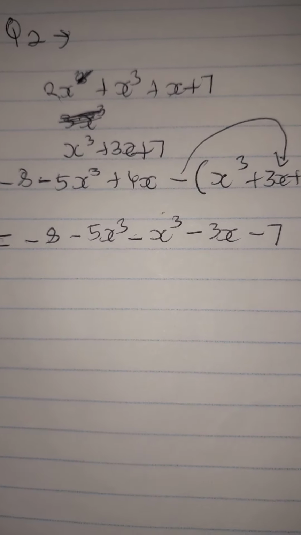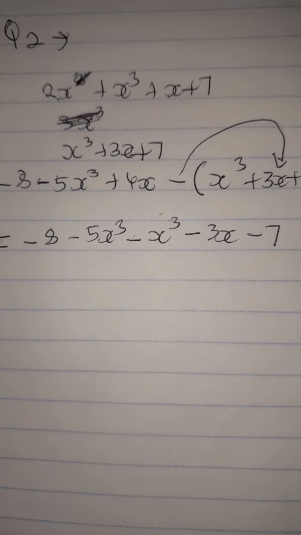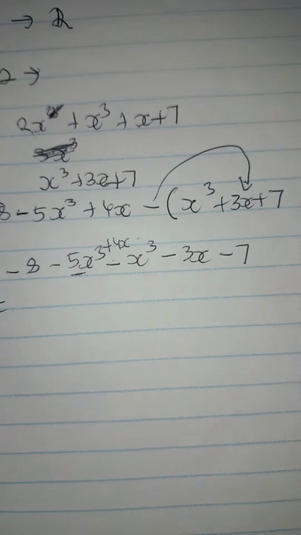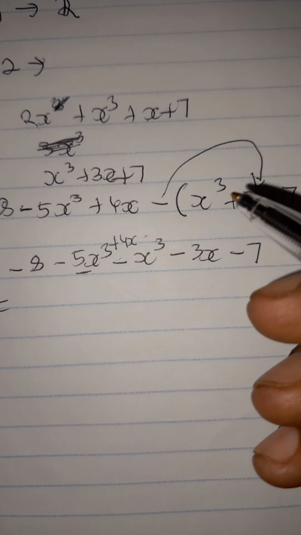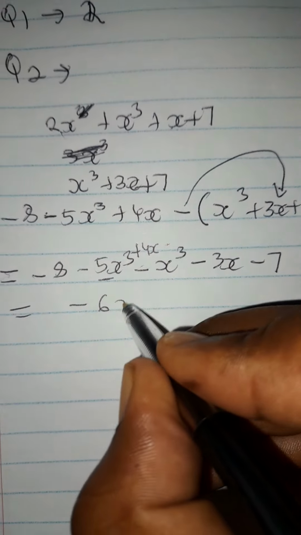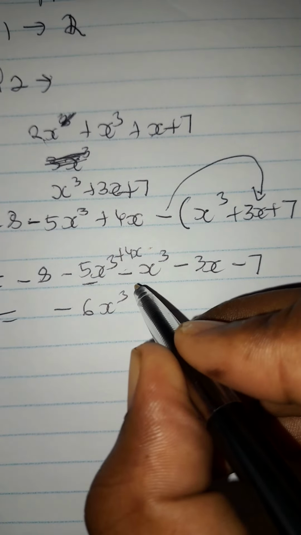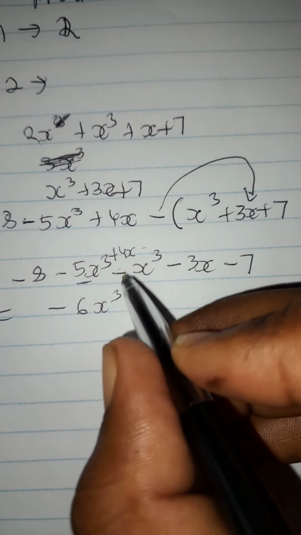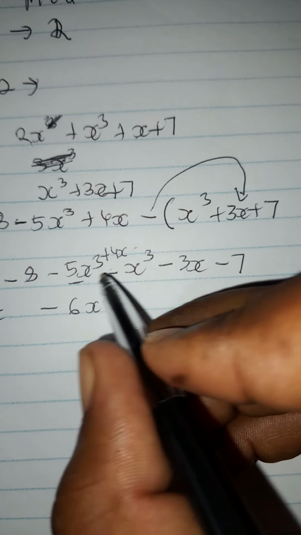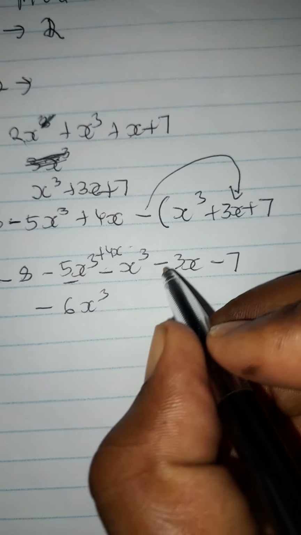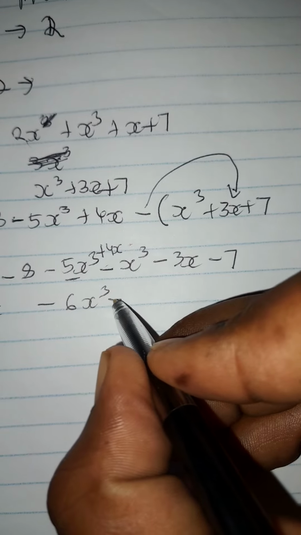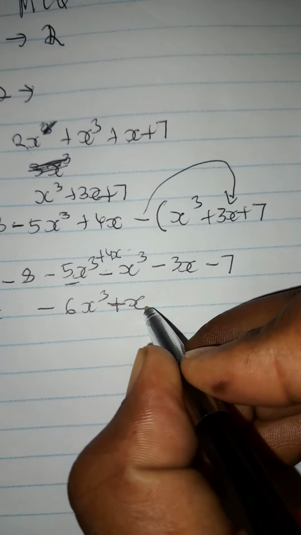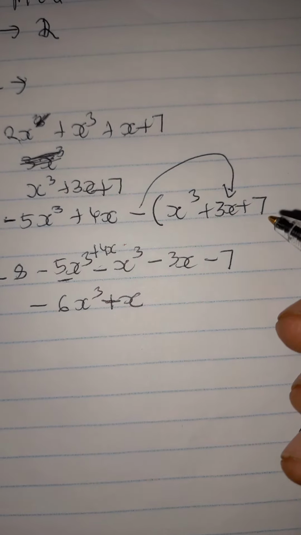Okay, I think I jumped something here. I was supposed to have 4x here. It's fine, we can fix it. Let's start with the cubes. Negative 5x cubed subtracted by x cubed, that will be negative 6x cubed. 4x minus 3x, that will be plus x.